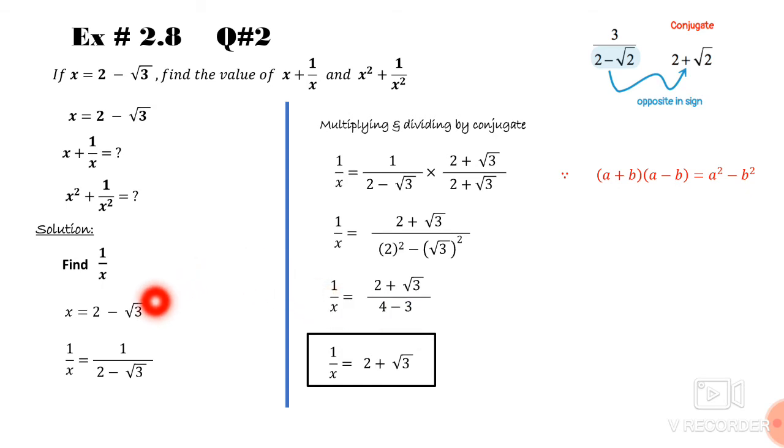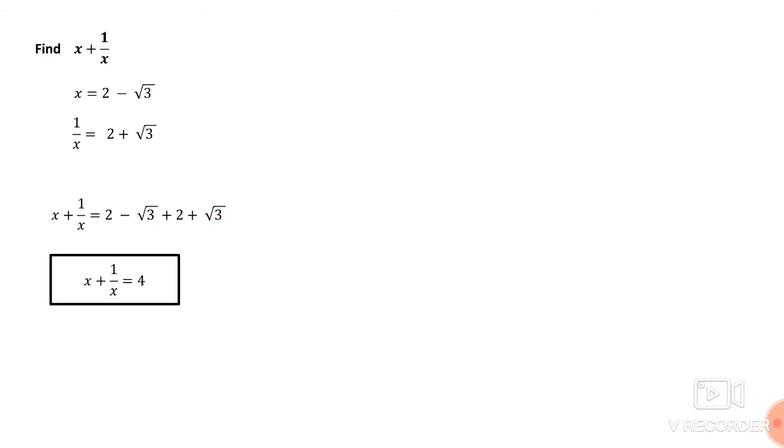X is given to us and we have found out 1 upon x. Now we can easily find x plus 1 upon x. To find x plus 1 upon x, we will simply write the value of x, write the value of 1 upon x, and add both of them. This root 3 minus root 3 and this plus root 3 will be cancelled out, and we will be left with x plus 1 upon x is equals to 4. This is our x plus 1 upon x.